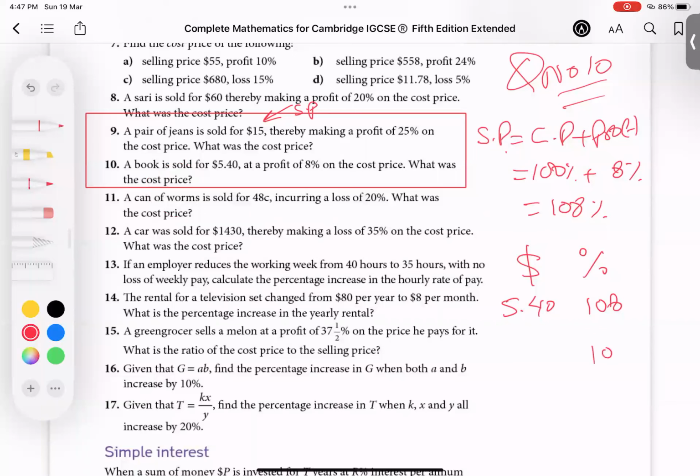So alhamdulillah, I can do it easily. Simple cross multiply: 5.40 times 100 divided by 108. And my answer is coming here. So the cost price is $5. So I believe the point is very, very clear. And now I think we should try some more questions. Mashallah, I'm happy that you are understanding.